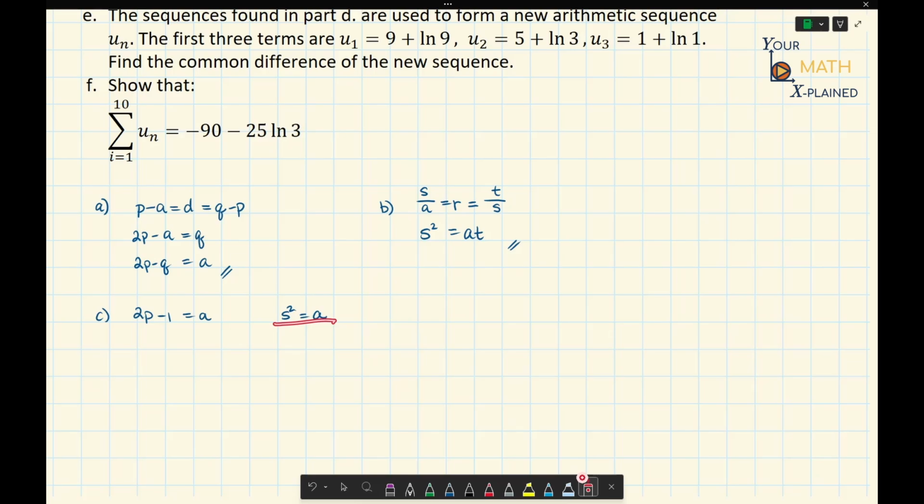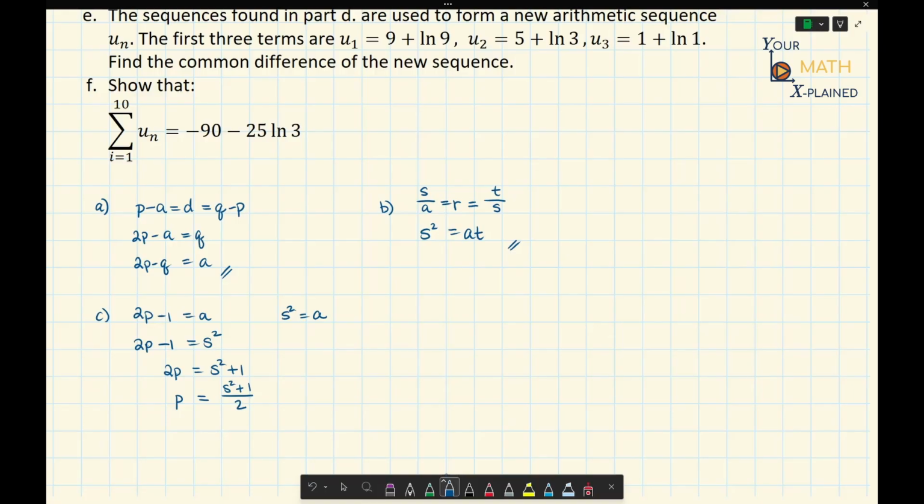Now we're going to take this equation for a and substitute it into the first equation. So that means we get 2p minus 1 is equal to s squared, which means 2p is equal to s squared plus 1. Dividing both sides by 2 is going to give us p is equal to (s squared plus 1) over 2.